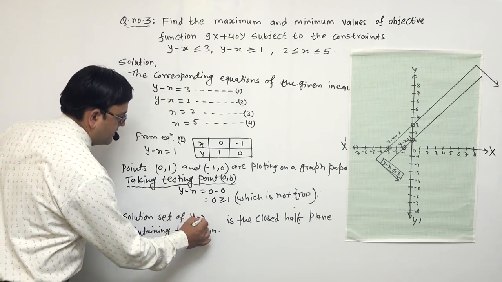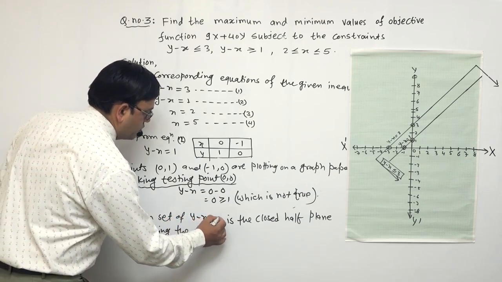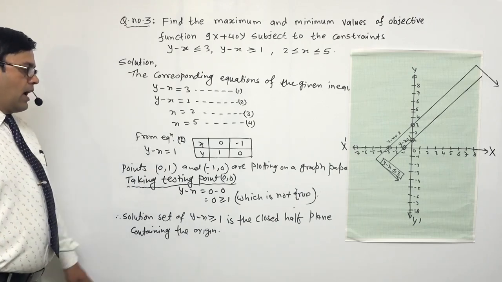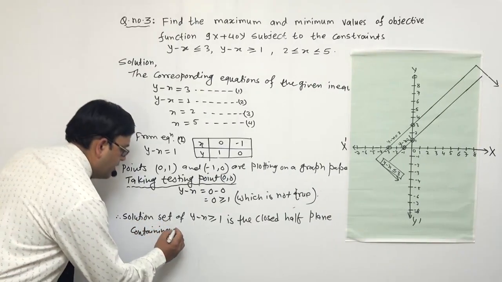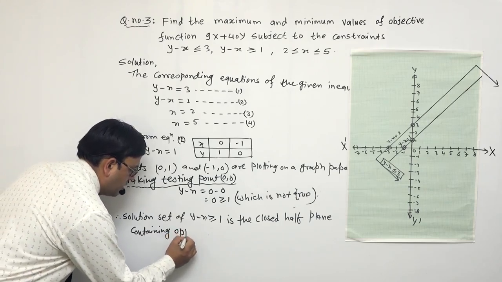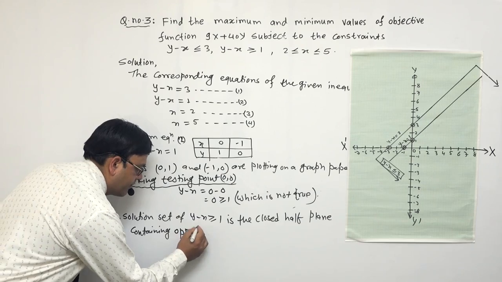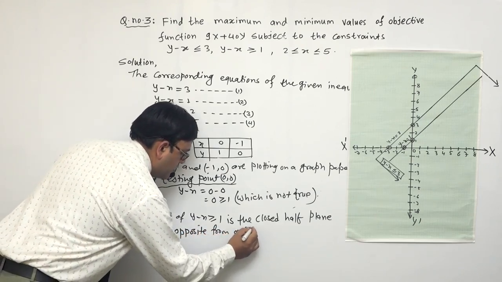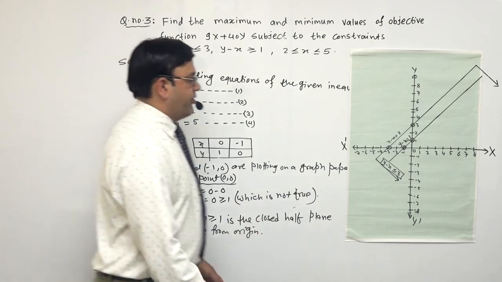of y minus x greater than or equal to 1 is the closed half plane containing the opposite or away from the origin, or away from the origin.